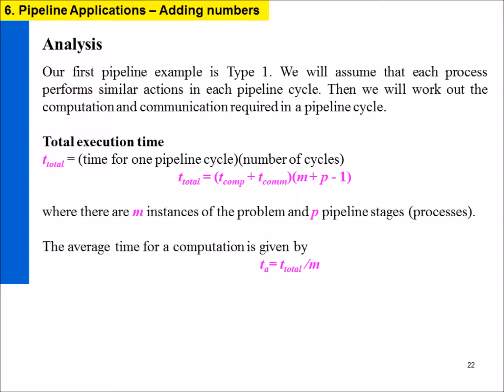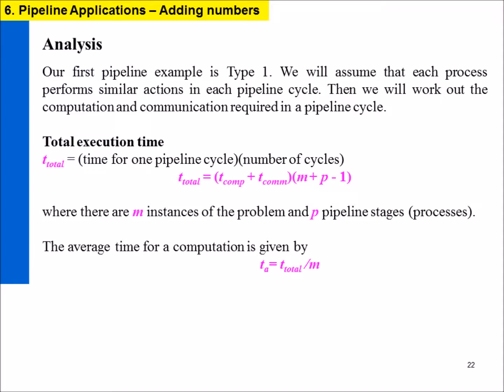So for the analysis of pipelines, it may not be appropriate to consider all the processes as having simultaneous communications and computation phases, because each instance of a problem starts at a different time and ends at a different time. Instead, we will assume that each process performs similar actions in each pipeline cycle. Then we will work out the computation and communication required in a pipeline cycle. So the total execution time, T total, is obtained by using our pipeline formula for the number of cycles multiplied by the time of one cycle.